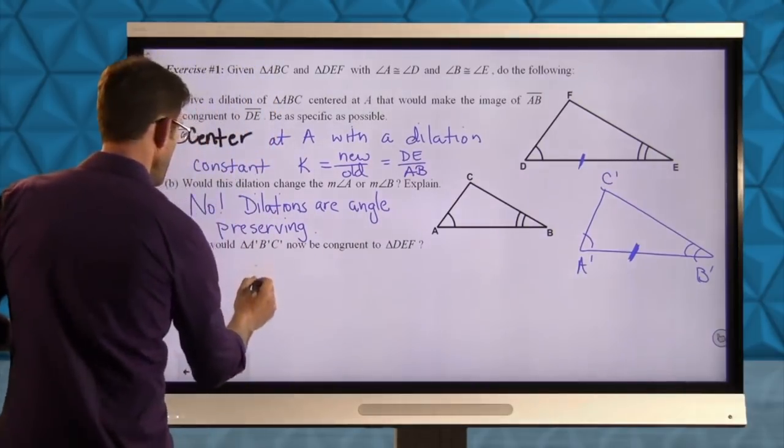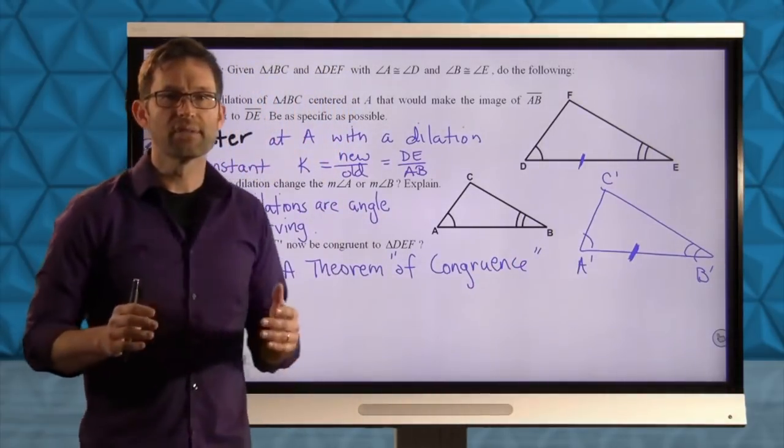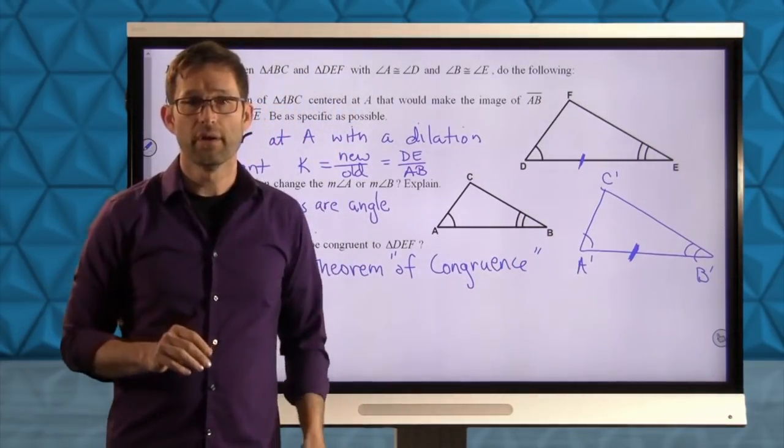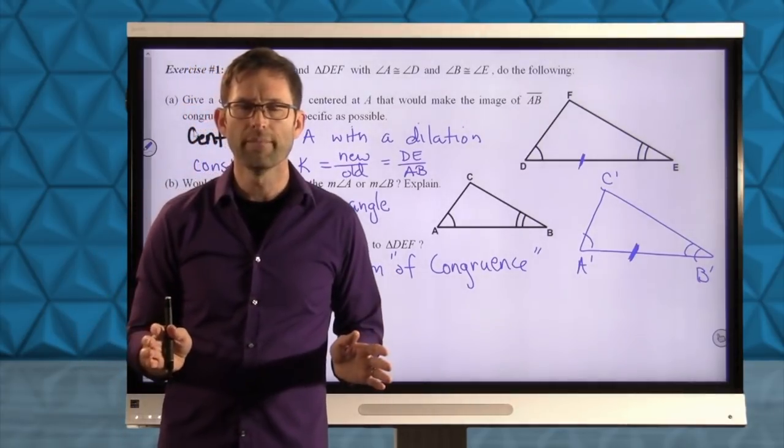It would be the angle-side-angle theorem of congruence. And the only reason I'm tossing in this "of congruence" piece here is because I want to now distinguish similarity criteria from congruence criteria. Now this is remarkable, right?